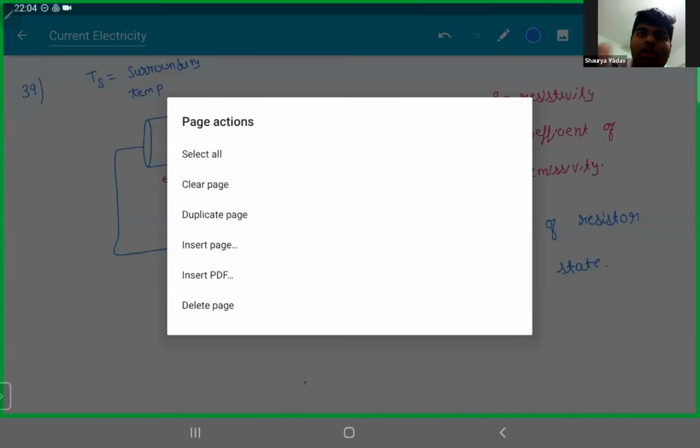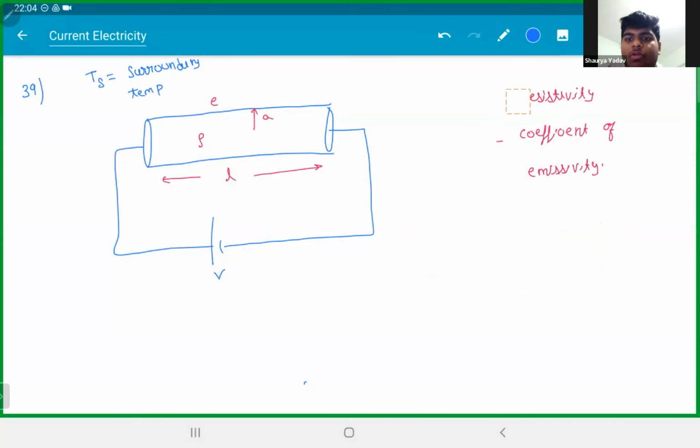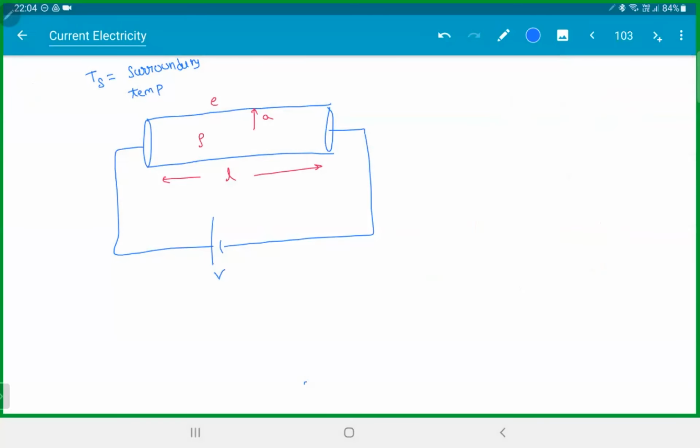Sir, V square A by rho L is equal to sigma E T_B to the power 4 minus T_S to the power 4? Yeah, so basically the power produced by the resistor should be equal to the power emitted in the form of radiation. The power produced by the resistor will be V square by resistance. This will be sigma A E times the temperature of the body to the power of 4 minus the temperature of the surroundings to the power of 4.